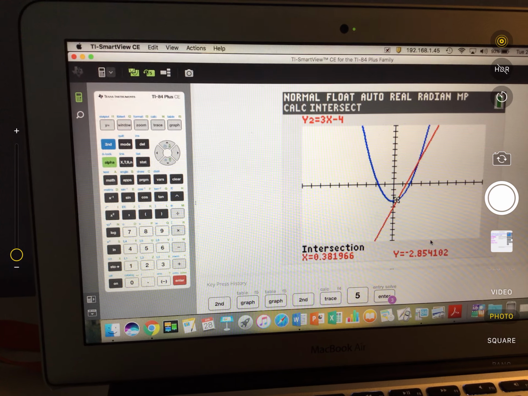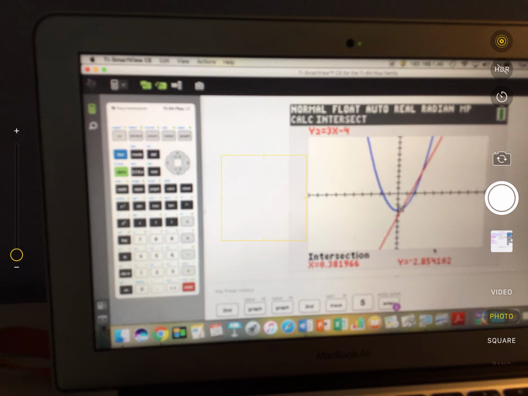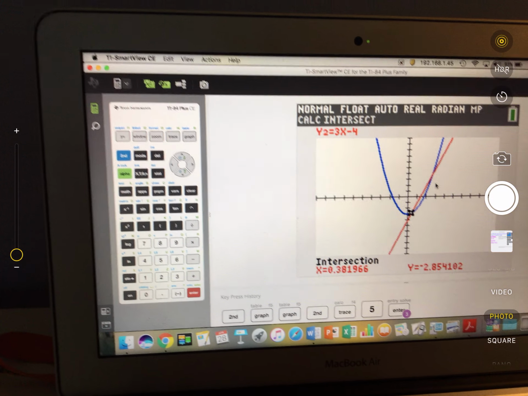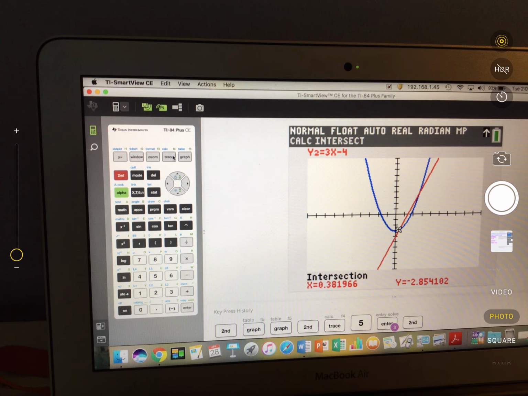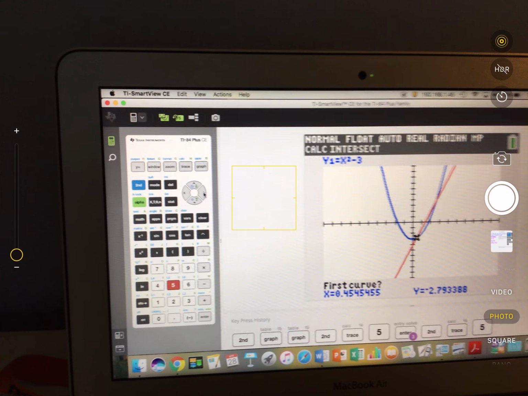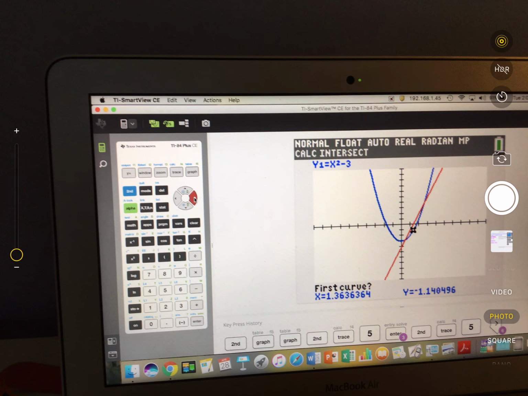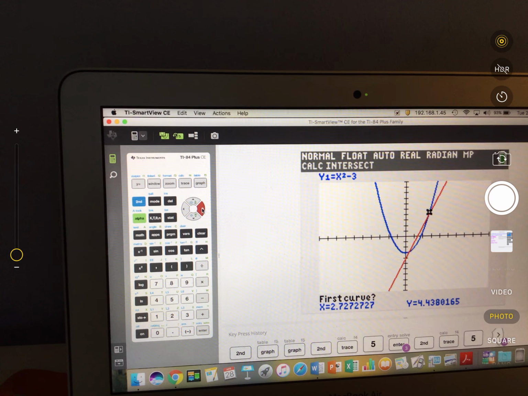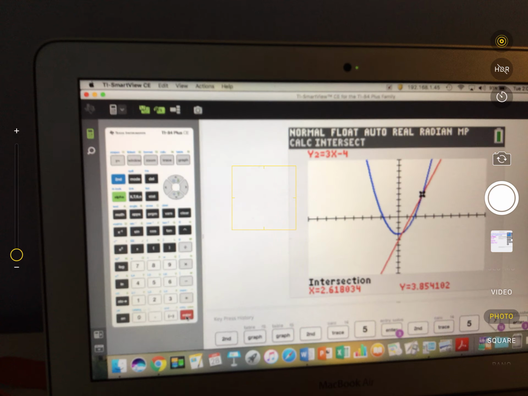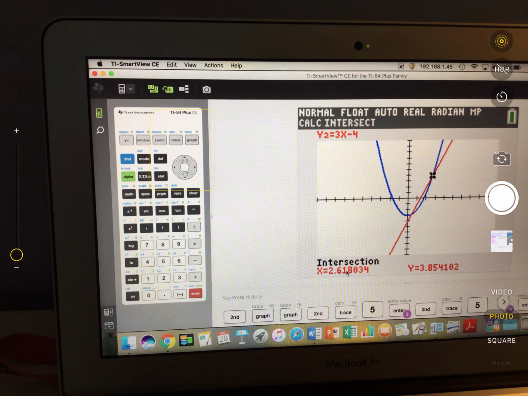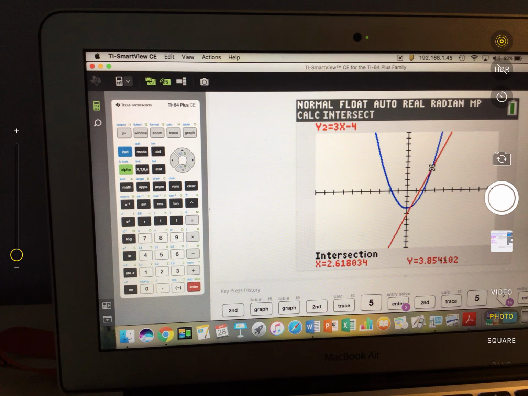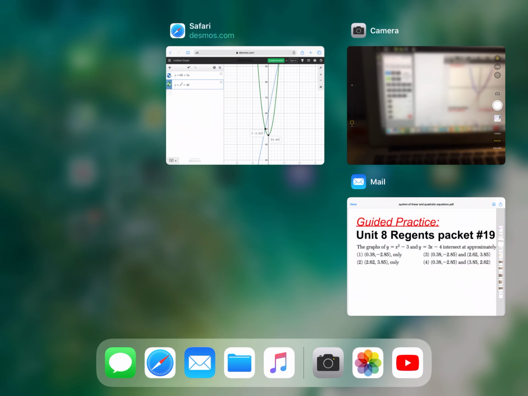So I see that answer both in choice 3 or choice 4. So now we need to figure out, what is this other point of intersection here? So again, we go back to second trace, we come back to intersect, but now we're going to move our cursor to the right. I'm hitting right to get a little bit closer to this point of intersection. We hit enter, enter, enter, and you'll notice here's our second point of intersection. It's about 2.62 if we round, comma 3.85.